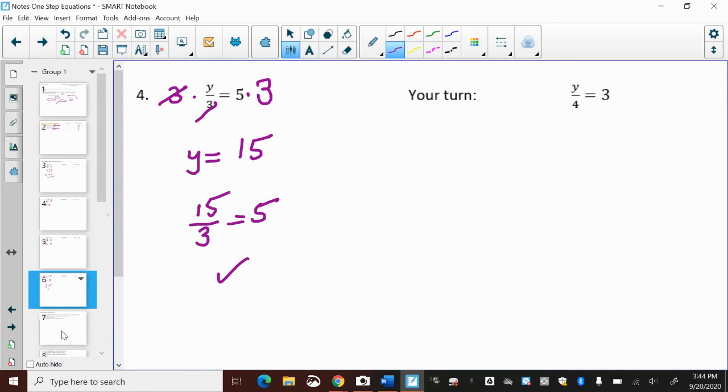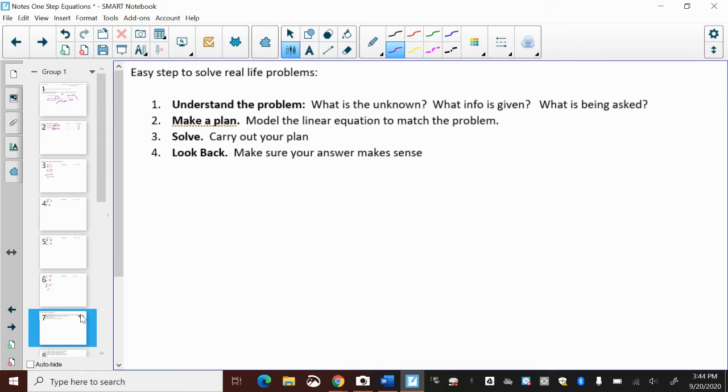The whole goal of this is to be able to solve real-world problems. So we've got some steps. You want to understand the problem. You want to read it slowly. Think about what is unknown, what info is given, and what's being asked of you. Make a plan.